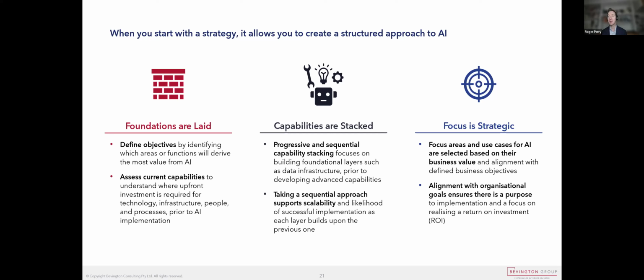And that taking of a sequential approach allows you to build scalability safely. Focus areas and use cases for AI, therefore, can be selected based on business value and alignment with organizational goals, those elements of strategy that we talked about earlier. So those are some serious benefits. It allows you to manage risk. It allows you potentially, if you've chosen well, to get some very serious benefits.